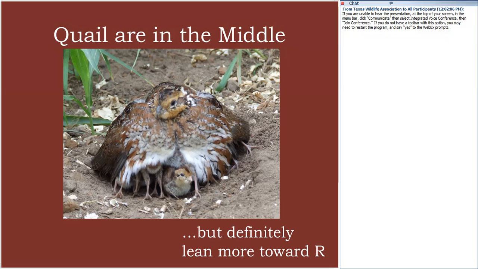However, if we really think about the bigger picture, we can say that quail tend to lean a little bit more towards the R side of that spectrum, because they do produce a lot of offspring, and the survival rate for those offspring is not super impressive. Actually, less than about 40% of chicks that are hatched are going to survive to 2 to 3 weeks of age. So there is a fairly high mortality rate there.